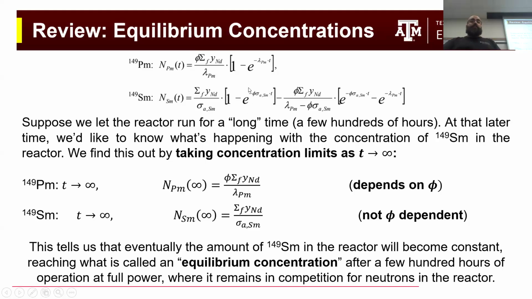This exponential goes to 0, so then you just have 1 times this guy for the equilibrium concentration of samarium. And if you notice in these equilibrium concentrations, the promethium concentration depends on the flux, whereas the concentration of samarium doesn't depend on the flux. So if you operate your reactor at higher fluxes, you're going to produce more promethium. It's directly proportionate to the flux. If I ran the reactor at double the flux, I would get double the amount of promethium in equilibrium.